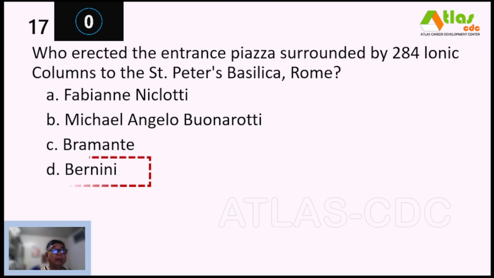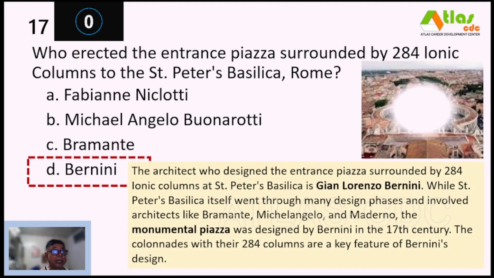And our correct answer is letter D, Bernini. So the architect who designed the entrance piazza surrounded by 284 Ionic columns at St. Peter's Basilica is Gian Lorenzo Bernini. While St. Peter's Basilica itself went through many design phases and involved architects like Bramante, Michelangelo, and Maderno, the monumental piazza was designed by Bernini in the 17th century.